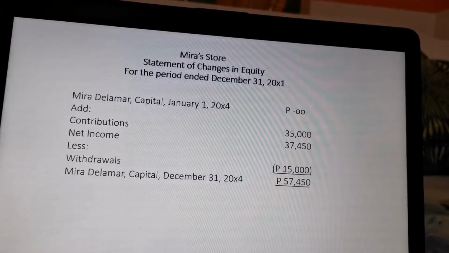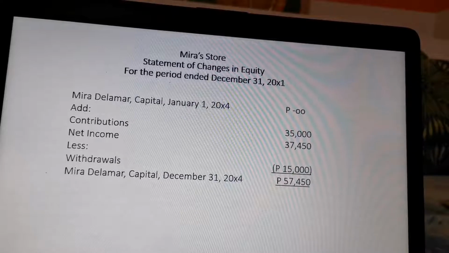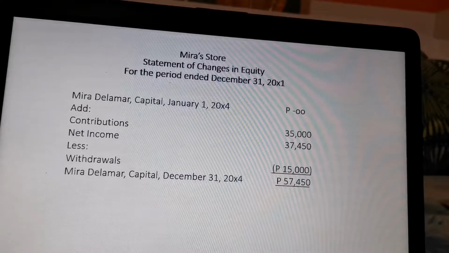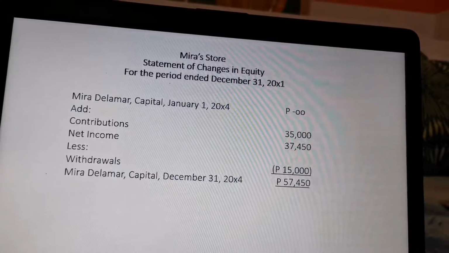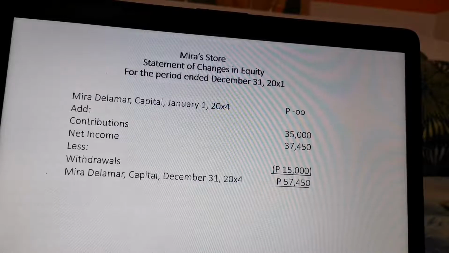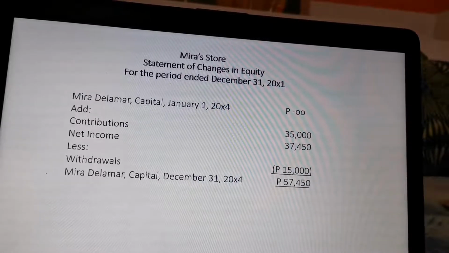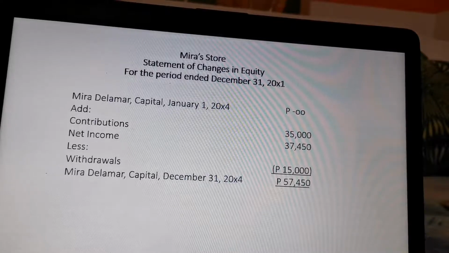Ngayon ay, yan. Tingnan natin. Beginning capital niya ay 0. Yan. Next ay contributions, or additional investment. Pareho lang siya, which is 35,000. We have 30,000 nung una and then nag-invest siya ng additional na 5,000. So, yan yun. Tapos, i-add natin net income which is 37,450. Tapos, we have withdrawals na 15,000. So, we have a ending capital balance of Mira which is 57,450.